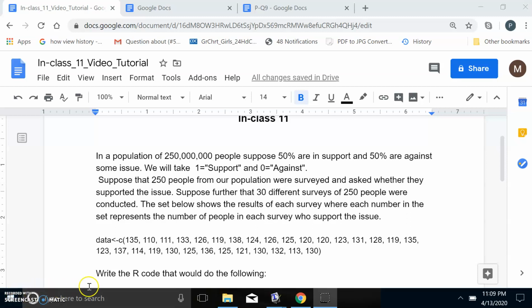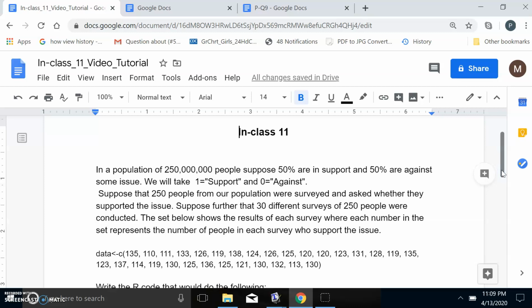Okay, so let's do in class number 11. So here we have a population of 250 million people. Suppose 50% are in support and 50% are against some issue. We'll take 1 to mean support, 0 to mean against.